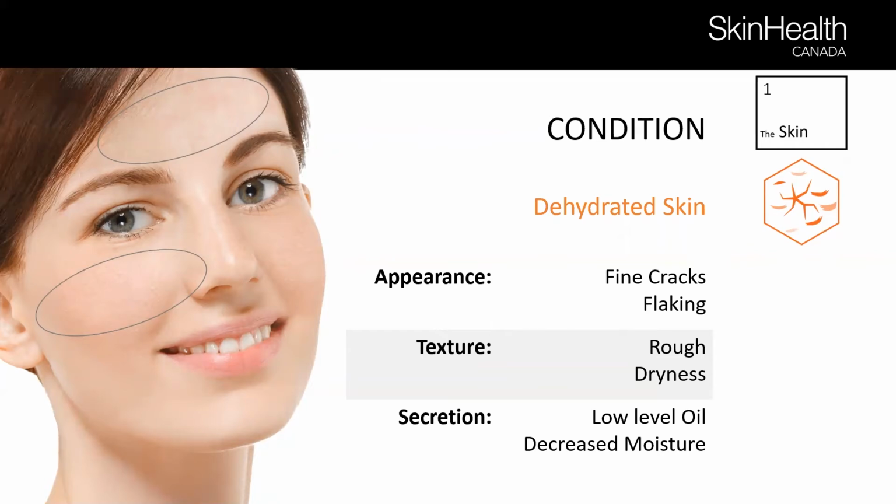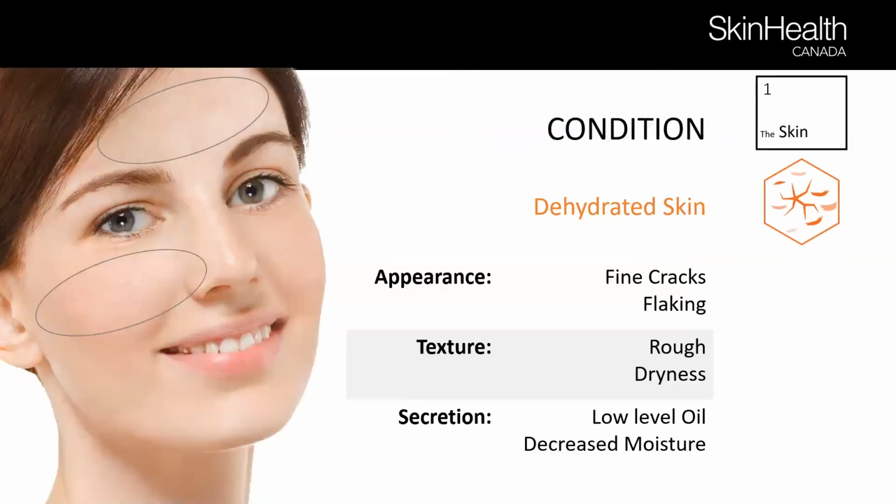Well, with dehydrated skin, the appearance is going to be fine cracks and flaking. The texture is going to be rough dryness, and there's going to be very low oil levels and decreased moisture. So no secretion, rough texture, dryness, and fine cracks and flaking on the skin. And that's a real telltale sign of dehydrated skin.